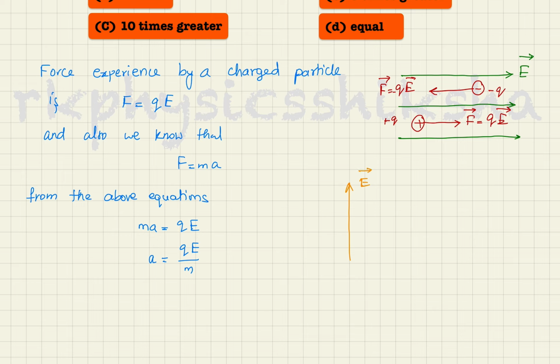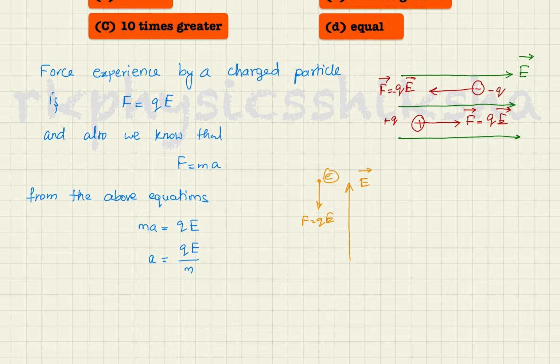What is actually happening? Electron is falling vertically downward. This is the direction of the electric field. Sorry, electron falling. And what will be the force? F is equal to Q into E bar. As we already discussed, the force experienced by the charged particle will be vertically downward. This is the one force which will be pulling it downward.